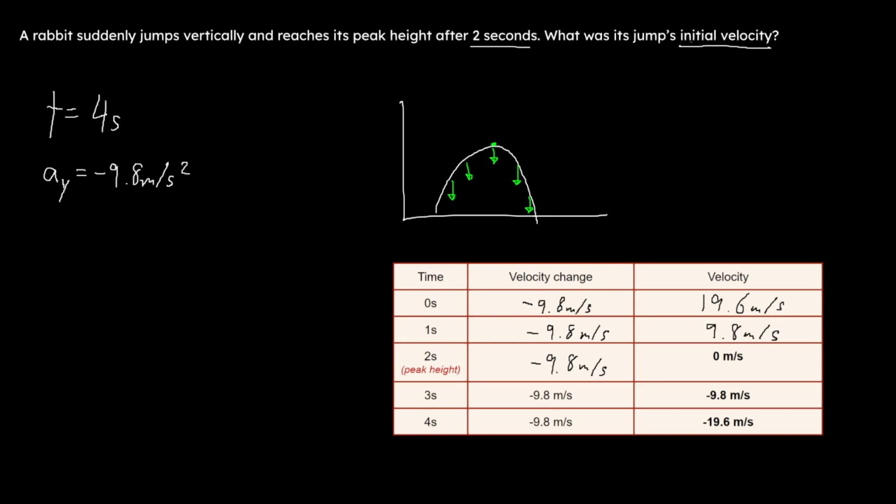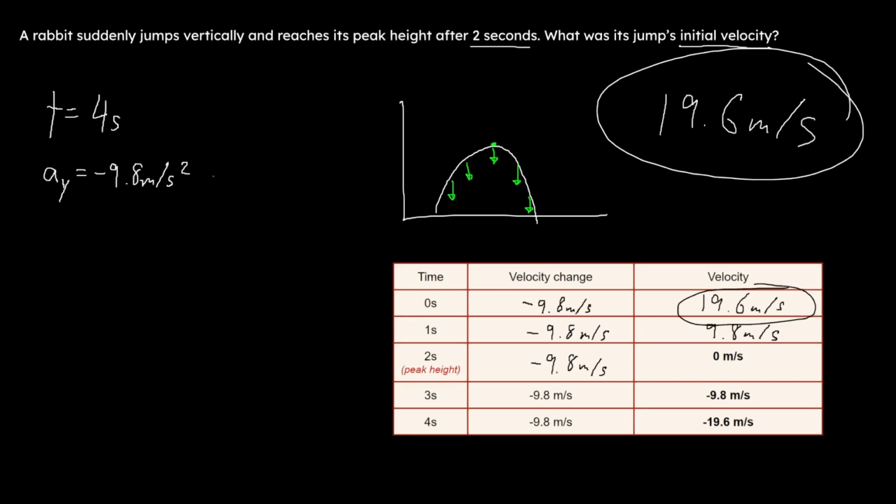So the answer for this, what was its jump's initial velocity, is 19.6 meters per second. We did not really have to solve anything. We just had to analyze it. This might come up somewhere in a tricky situation, and it's good to know how to play around with the numbers yourself without actually using formulas.